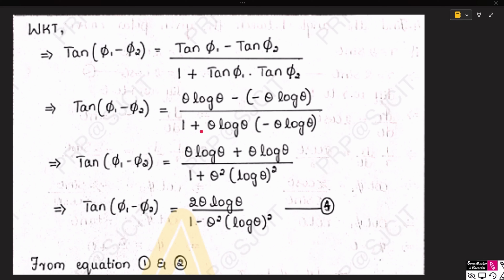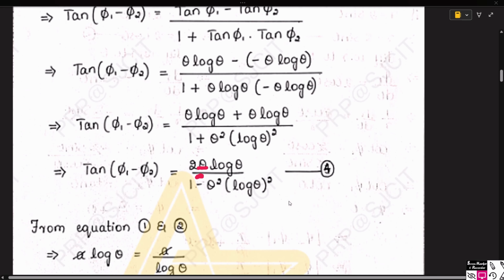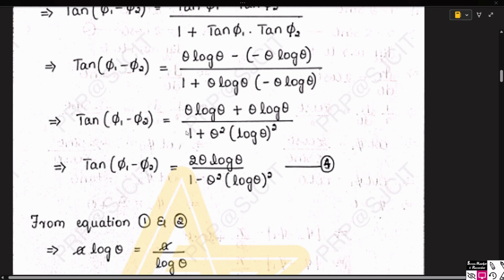So minus into minus is plus, and 1 is the same as it is. Theta into theta is theta square. Log theta into log theta is log theta whole square. Here we need to take plus into minus is minus. Here it is minus minus. It is minus. Here it is minus, and later nothing. Theta log theta plus theta log theta will be 2 theta log theta. Here the plus is not getting added, so we are hiding it down.